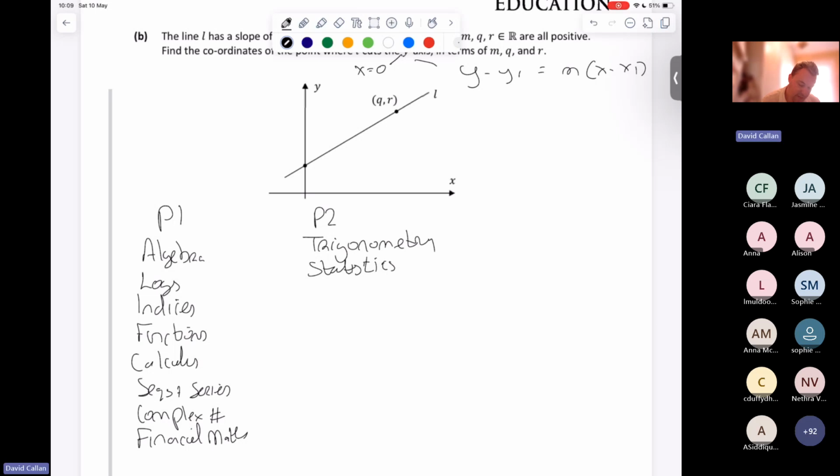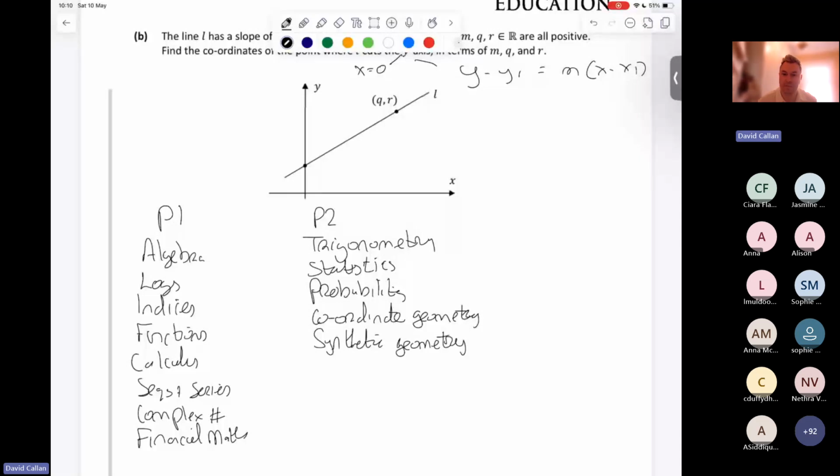I can't spell. Statistics, probability, coordinate geometry, line and circle in there, and what's the other one I was going to say? Synthetic geometry. There we go. That's a rough overview there. So that'll be your major things, the topics that come up.